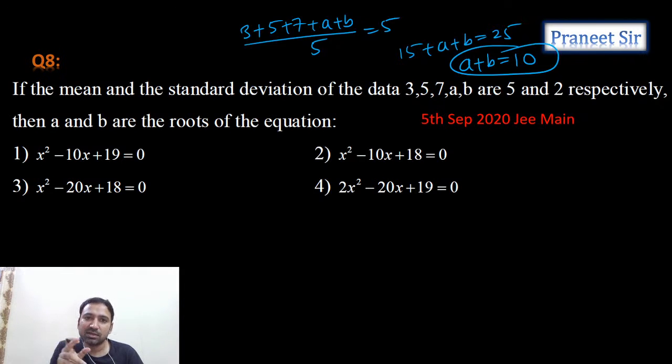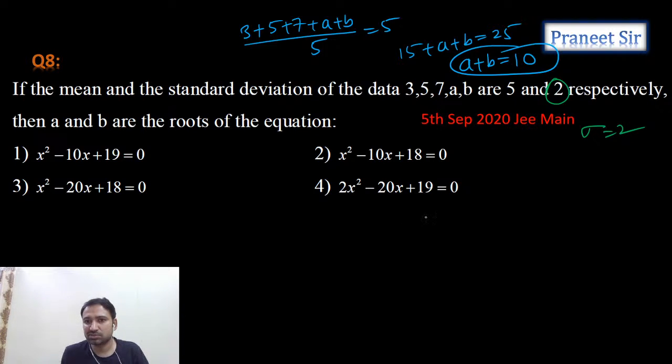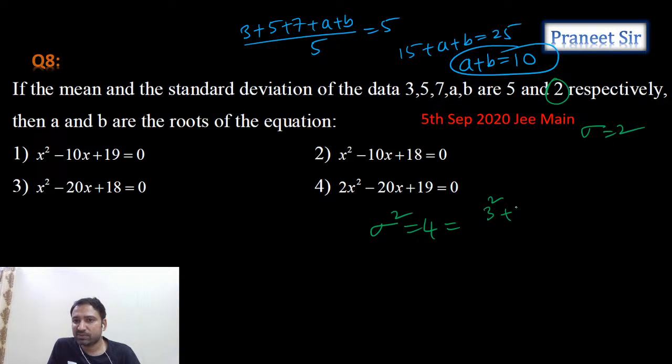Okay, now standard deviation he gave. Standard deviation is how much, guys? 2. If standard deviation is 2, what is the variance? So sigma is given as 2, so sigma square is how much? Sigma square is equal to 4. So what is the formula to calculate standard deviation? Sigma xi square, that is (3 square plus 5 square plus 7 square plus a square plus b square) by 5, minus mean whole square. Mean is how much? Mean is 5. So 5 square.